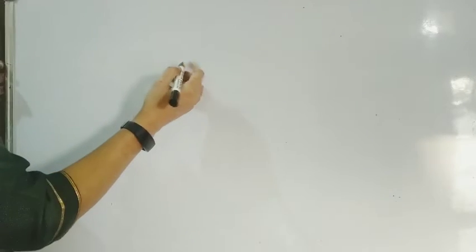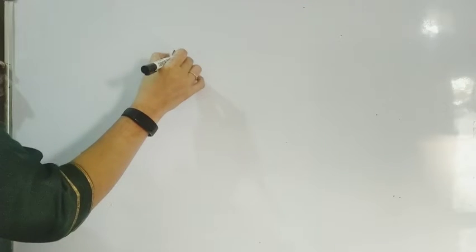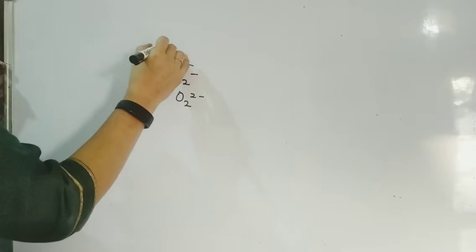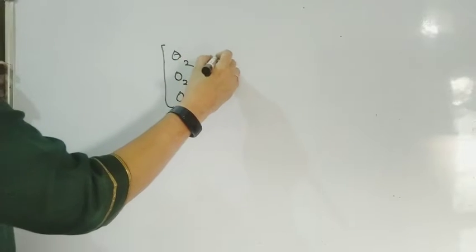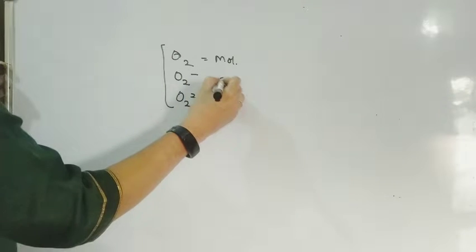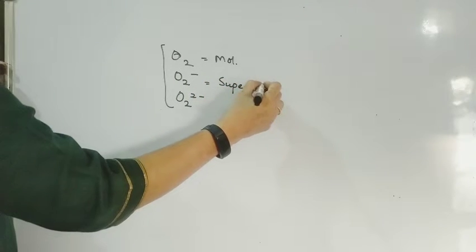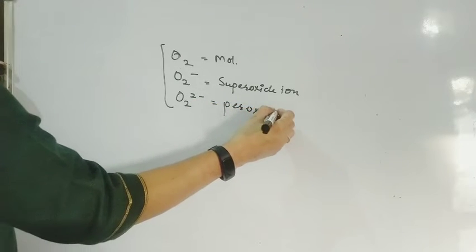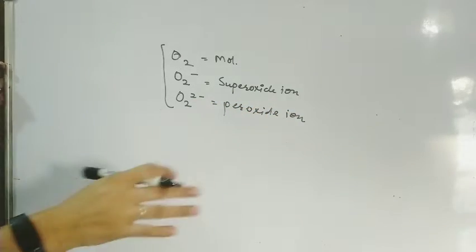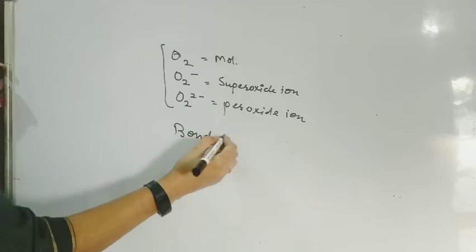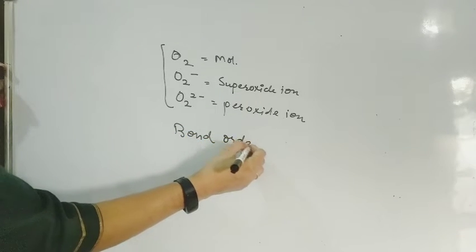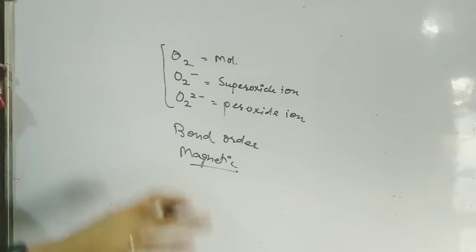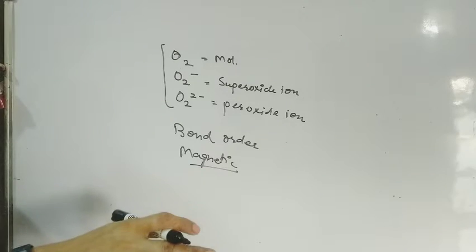In today's video we will discuss the O2 molecule, the O2 negative ion and the O2 2 negative ion. Why are we taking these ions? O2 is a molecule here. This one is the superoxide ion and this one is the peroxide ion. We will talk about the bond order of these ions and the molecule and their magnetic behavior, whether they are paramagnetic or diamagnetic.